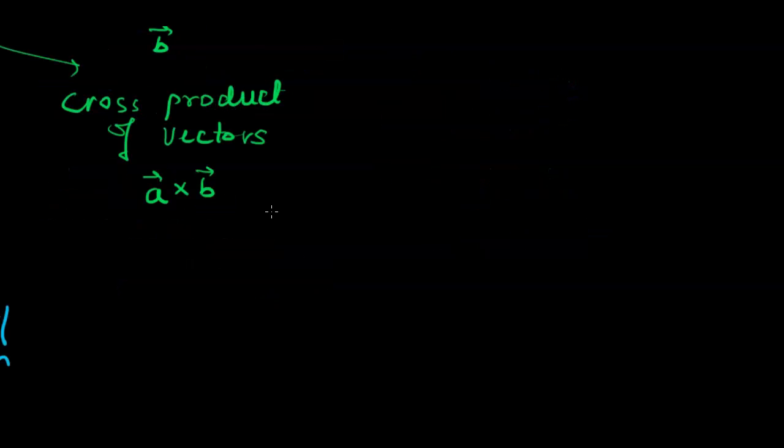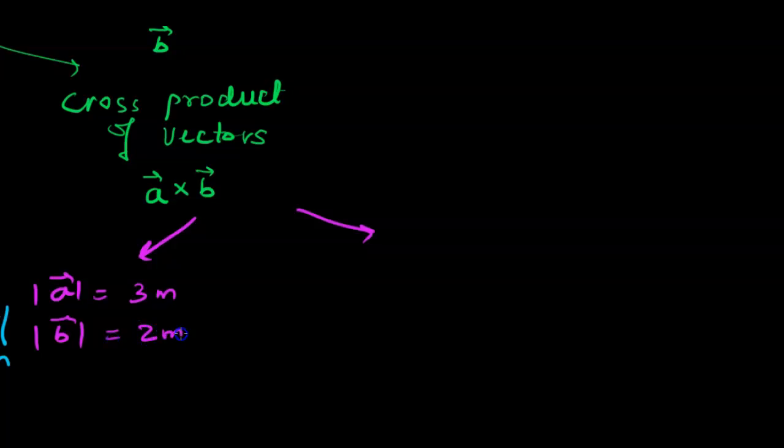Next we have is cross product. So when we have to find out cross product of vectors, we write it as A cross B. Here also we have two ways in which the questions can be given. One is if the question is given in magnitude form. So if we're given A vector magnitude as 3, let's say meters, B vector magnitude is 2 meters, and angle is given to us as 30 degrees.